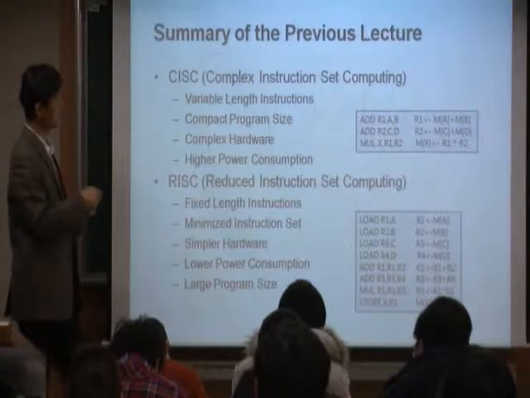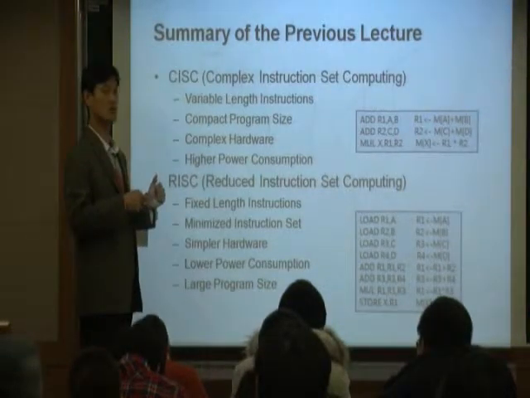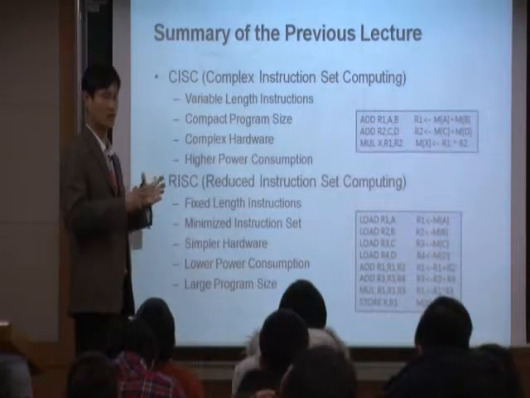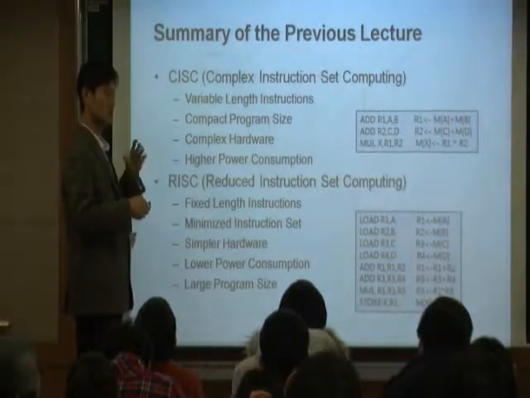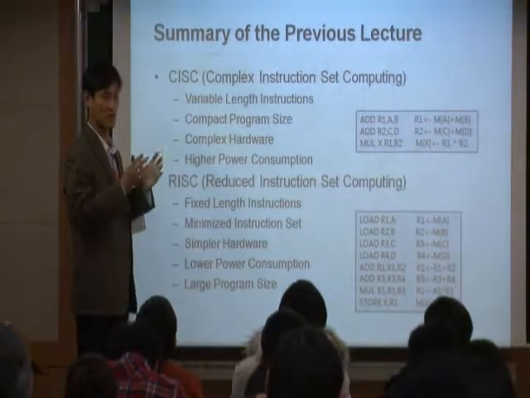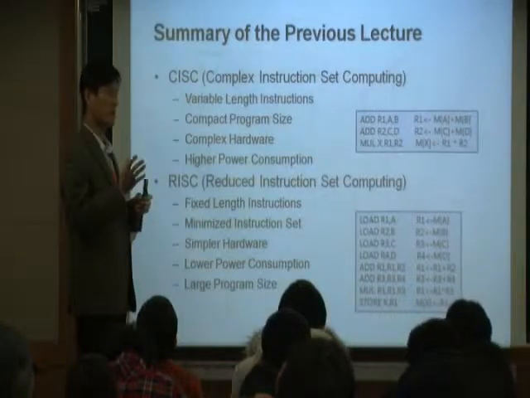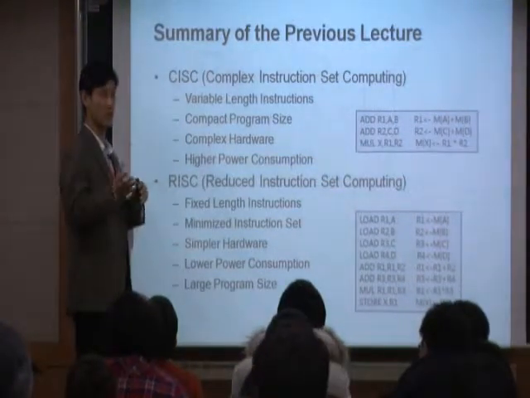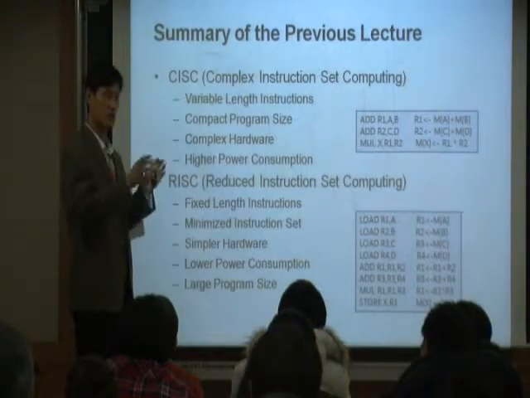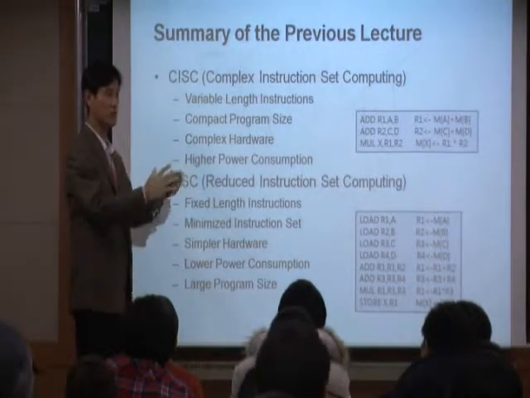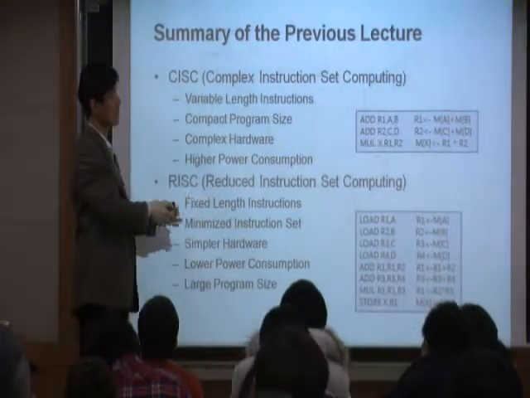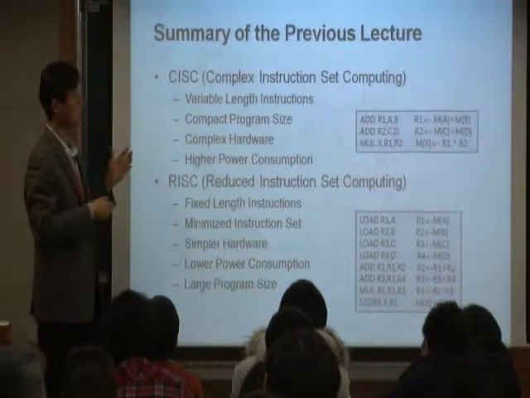But in CISC, you have a complex instruction set, which means it has the basic instructions, of course, add, subtract, things like that. In addition to this, it also has some very complex instructions, like a MAC. MAC is multiply and accumulate. Multiplication and addition are each a basic instruction, but you put them together and make a new instruction.